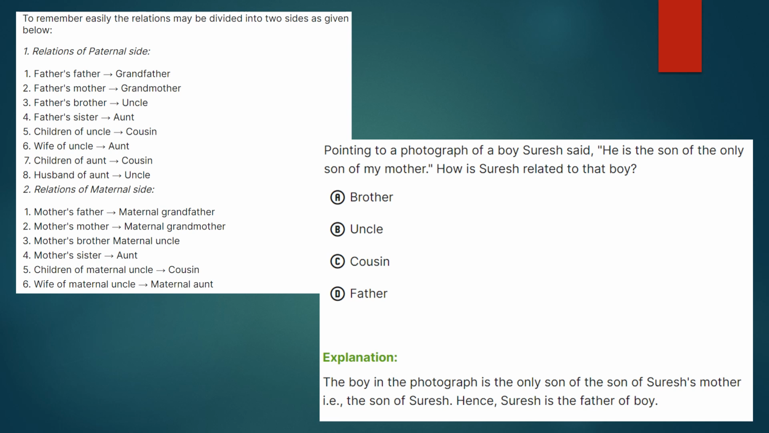Yes, so here it is indicated that Suresh is related to that boy as father. How can we say that? The boy in the photograph is the son of the only son of Suresh's mother. Suresh's mother's only son is he himself. The boy is the son of Suresh, so the answer is Suresh is the father of the boy.